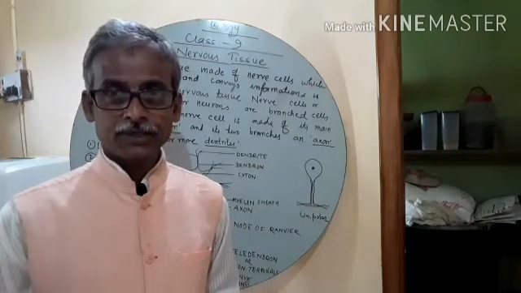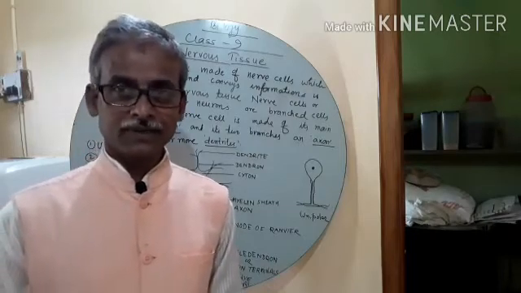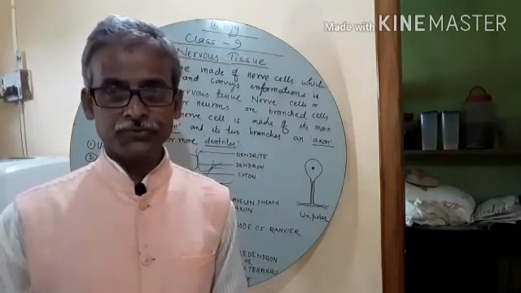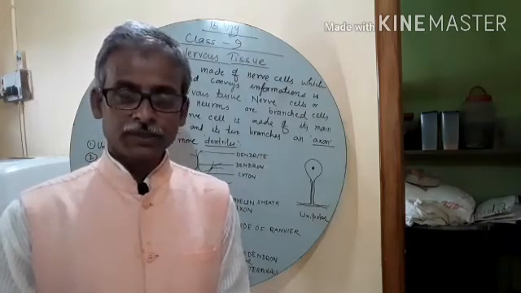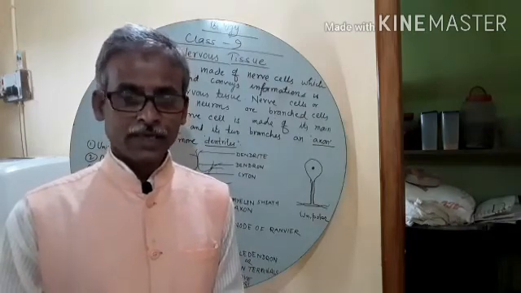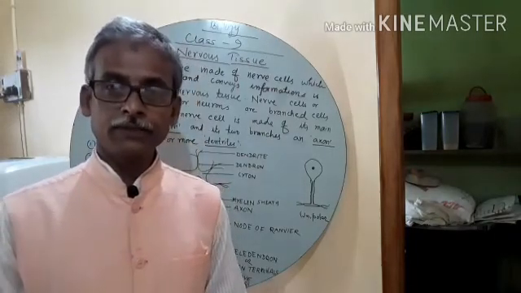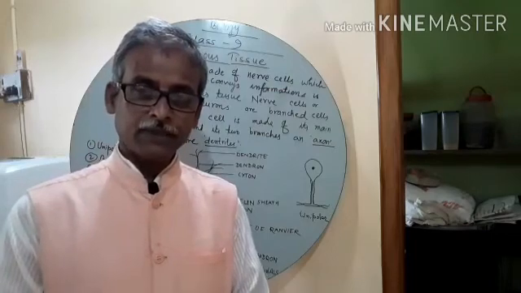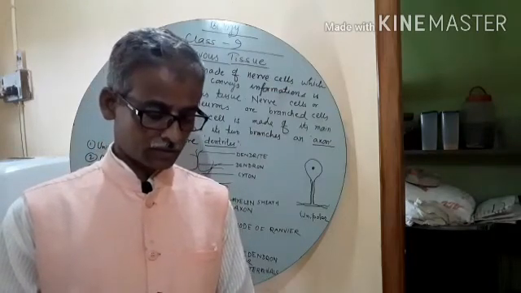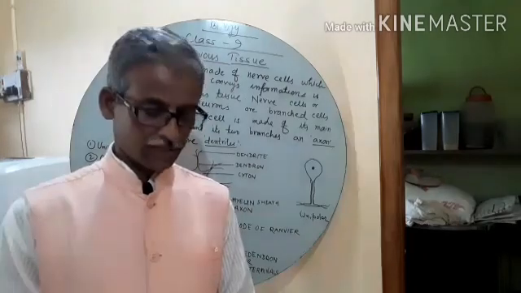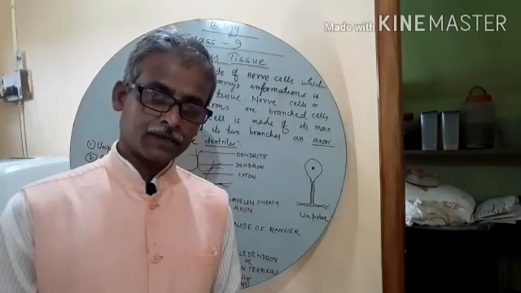And this is the end of the chapter Tissue, because you have studied about different plant tissues and you have studied different animal tissues, that is epithelial tissue, muscular tissue, connective tissue and nervous tissue.